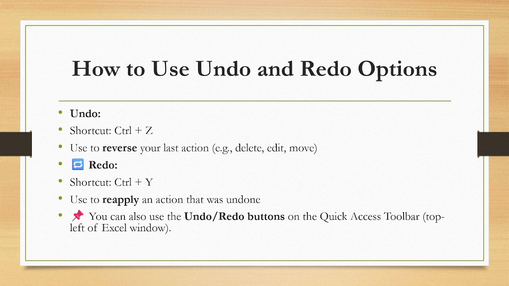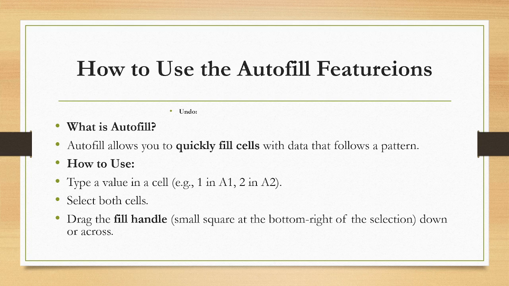How to use undo and redo options. Undo. Shortcut Control plus Z. Used to reverse your last action. Example: delete, edit, move. Redo. Shortcut Control plus Y. Used to replay an action that was undone. You can also use the undo redo buttons on the quick access toolbar, top left of the Excel window.